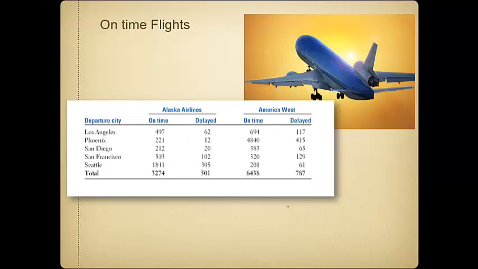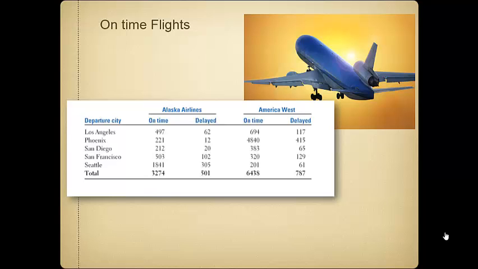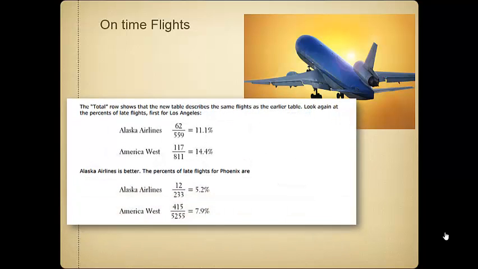So here I've added in where the departure cities are for each of these airlines. And again, we took the same data, the number of flights on time, the number delayed for both airlines. In the list, it's kind of hard to tell what's going on, but notice if we look at the proportion of just Alaska Airlines versus America West in one city, for instance, this first one is Los Angeles.